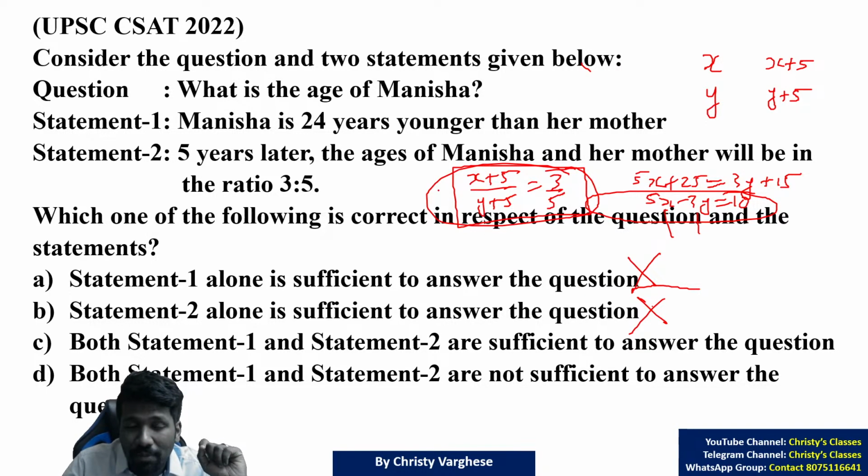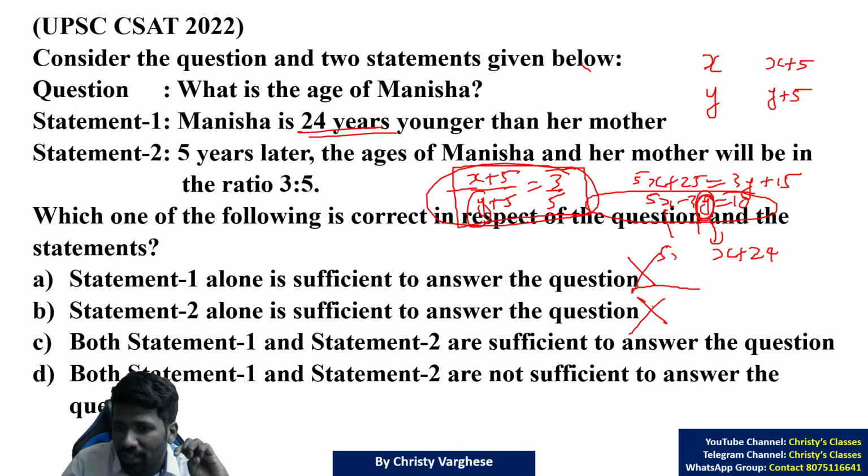Now let us see statements 1 and 2 together. Statement 1 says she is 24 years younger than her mother. That means, what is Y? Y is mother's age. Mother is 24 years more than Manisha. So instead of Y here, I can substitute X plus 24. Like in the finding the X chapter, I told you, the elimination method of solving linear equations. So you can substitute X plus 24 and then you can definitely solve it.